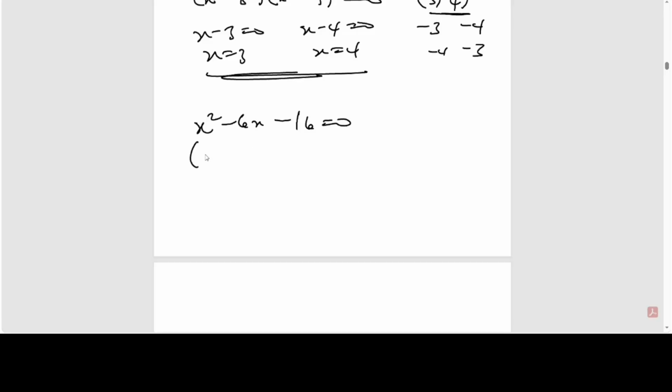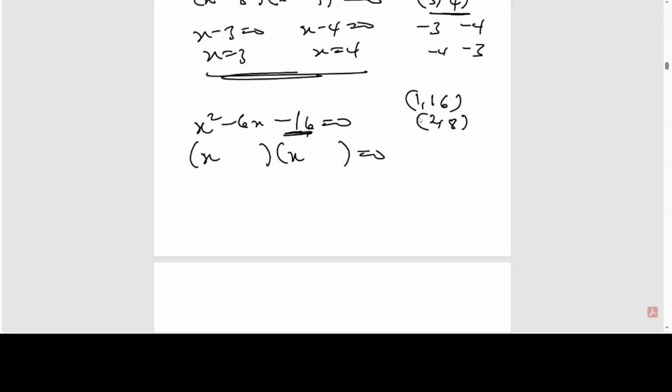So open two brackets and put your x in there, equal to 0. Now the constant term is negative 16, but forget about negative for a moment. Find the factors of 16. That is 1 and 16, 2 and 8, and that's all. So factors of 16 are 1, 2, 8, and 16.